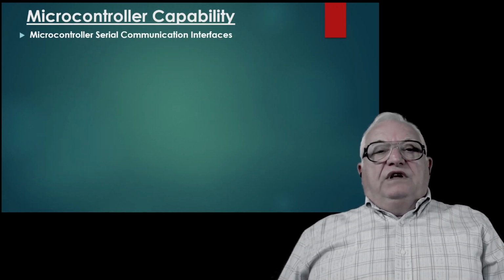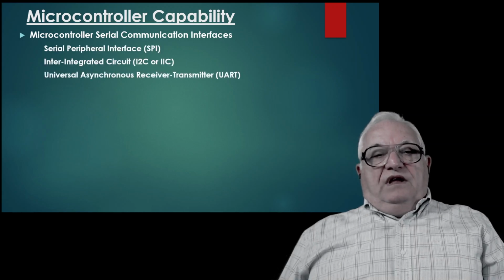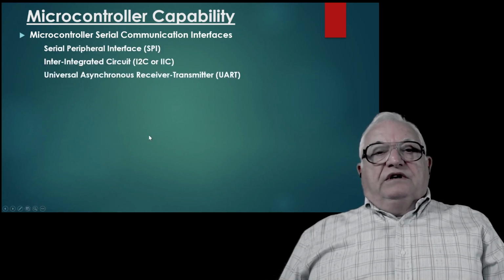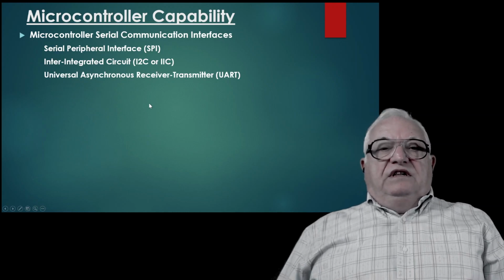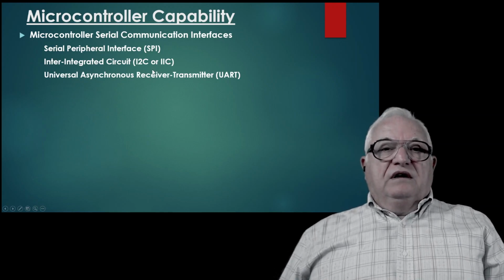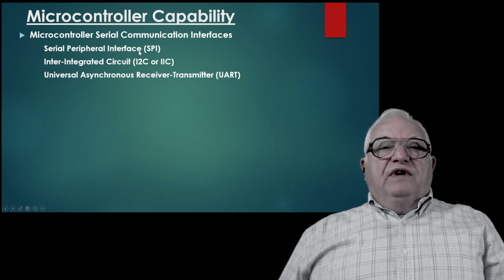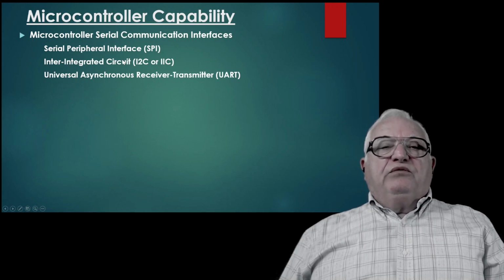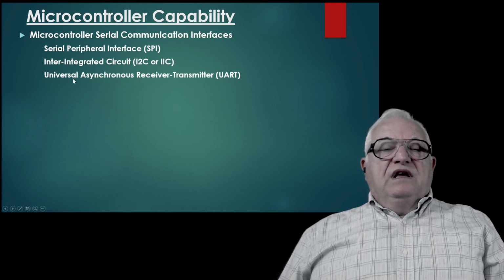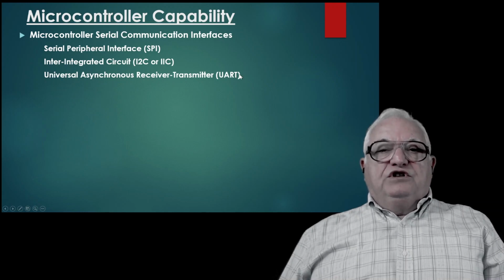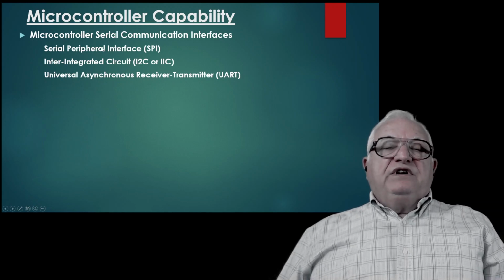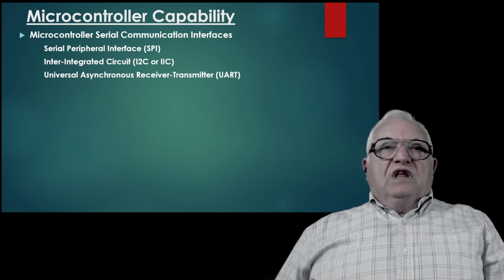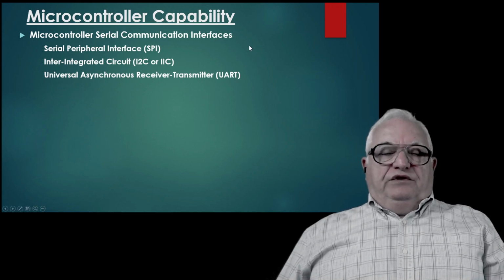Finally, we get to the serial communication. The microcontroller provides three different serial interfaces. It provides the serial peripheral interface, which is the SPI. It provides the inter-integrated circuit, which is the I2C. And finally, it provides a universal asynchronous receiver transmitter, which is the UART interface. Basically, these three serial interfaces are used extensively in industry.